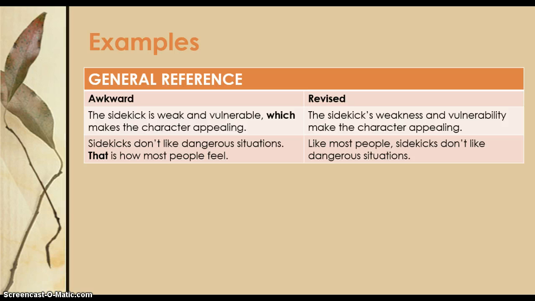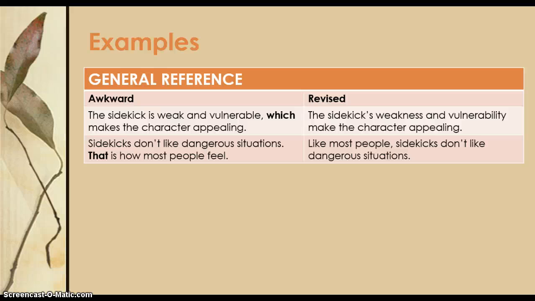Here's an awkward example. The sidekick is weak and vulnerable, which makes the character appealing. There we have the pronoun which. It's not really clear what it's referring to. So we can revise that sentence very easily. The sidekick's weakness and vulnerability make the character appealing. Now we know exactly whose weakness and vulnerability we're talking about.